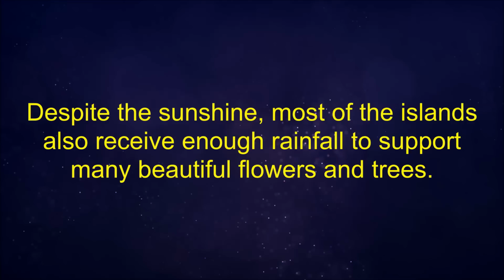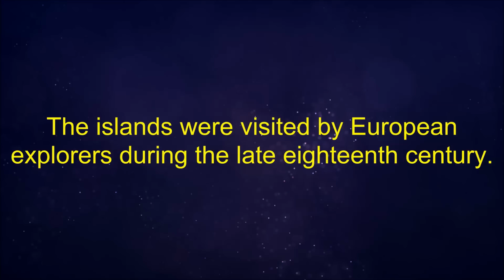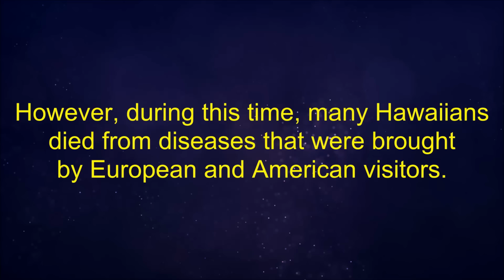The first people to live in Hawaii were Polynesian groups who arrived from other islands in the Pacific well over 1,000 years ago. The islands were visited by European explorers during the late 18th century. During the early 19th century, the islands became unified under a single king. However, during this time, many Hawaiians died from diseases that were brought by European and American visitors.